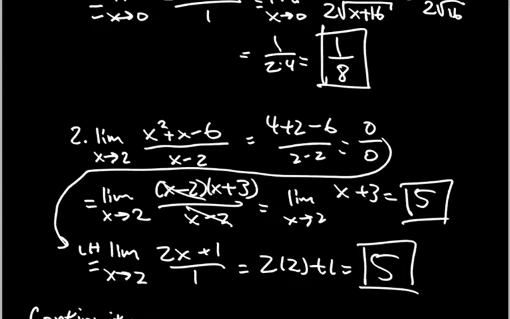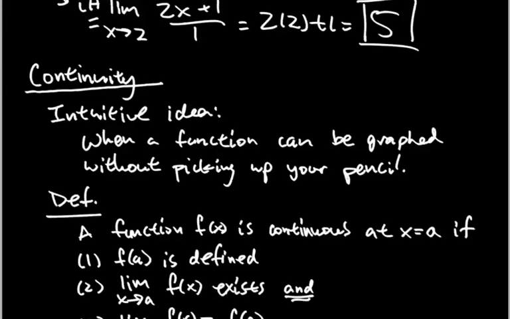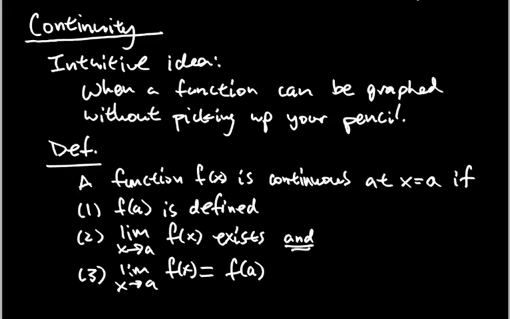So now let's see what happens next. We're going to do continuity. So let's just briefly talk about what is happening here. For continuity, essentially the idea behind it is when you draw a graph, you don't have to pick up your pencil or pen or whatever you're writing with.